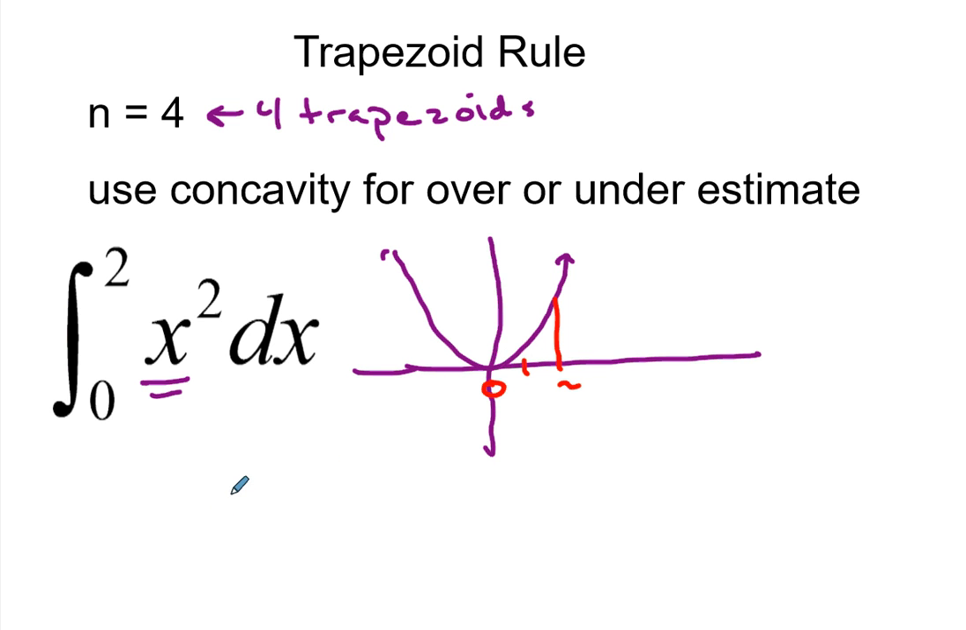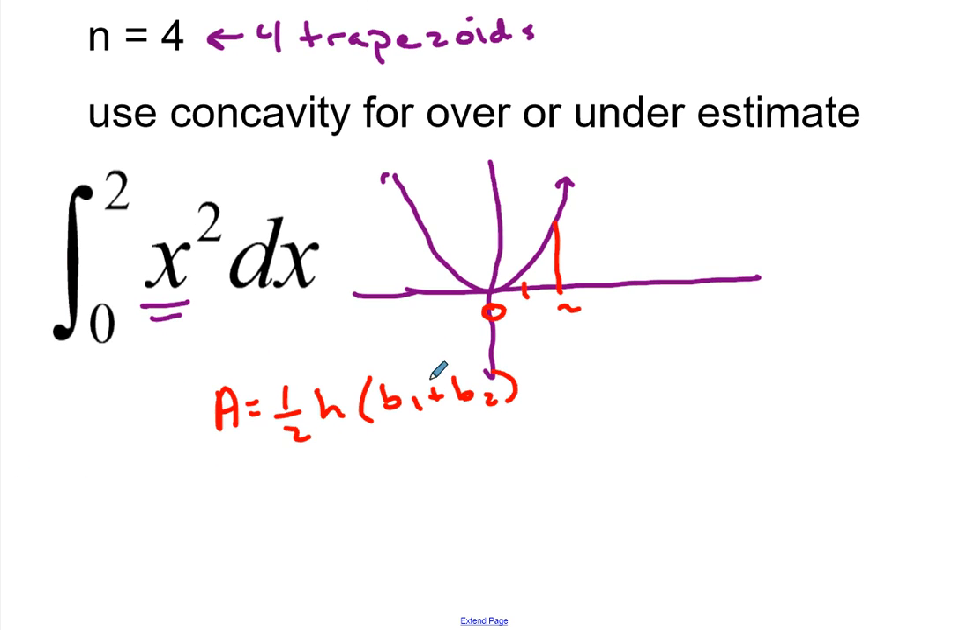First off, the trapezoidal formula is 1/2 times the height times the sum of the bases, b1 plus b2. We're going to create 4 different trapezoids along the curve. The height of each trapezoid is usually found by finding delta x. Delta x in this case is (b minus a) over n. Here, b is 2, a is 0, and n is 4. So we take 2 minus 0 divided by 4, and we get 1/2.